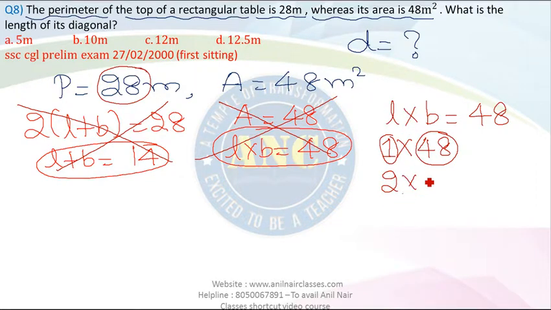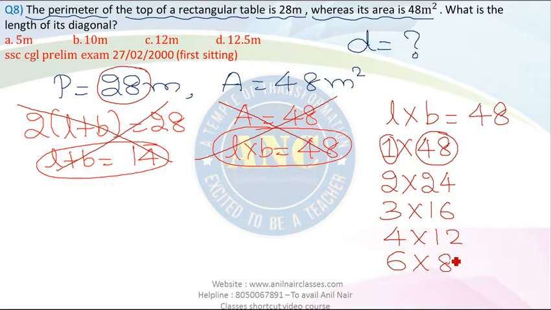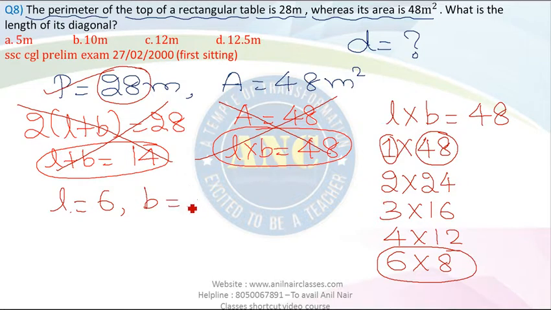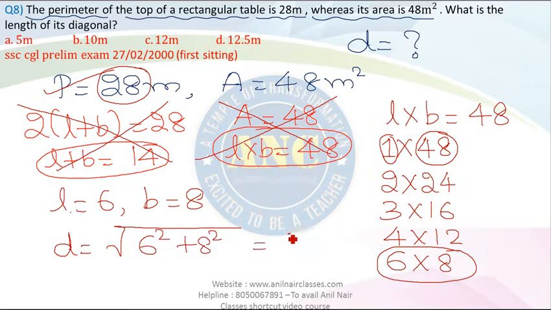Similarly, 2 into 24. 2 plus 24 is 26. Double is 52. Ruled out. 3 plus 16, 19, double is 38, not equal to 28, ruled out. 4 plus 12, 16, double is 32, not equal to 28, ruled out. 6 plus 8, 6 into 8 is 48, 6 plus 8 is 14, 14 double is 28. Now, length is 6, breadth is 8, right? I want to find the diagonal. Diagonal is root of L square plus B square, root 100, which is nothing but 10 meters. Option B.